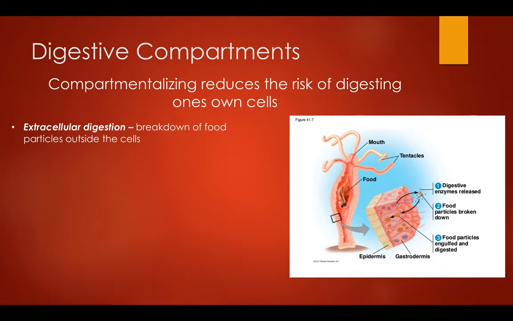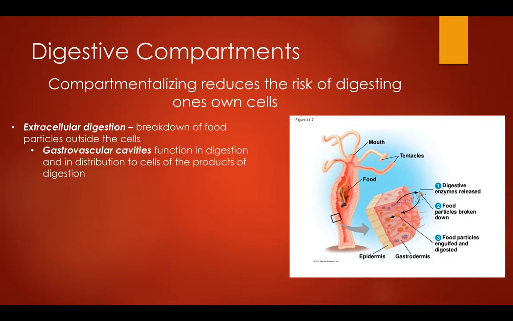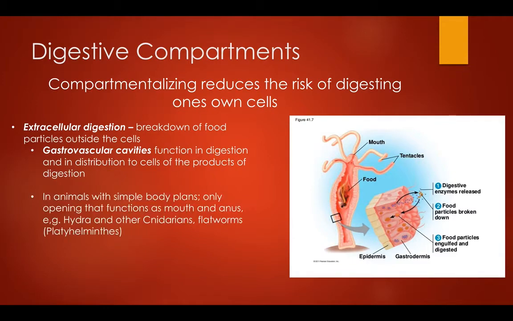So extracellular digestion means outside of the cell, so the breakdown of food particles outside of the cell. Some organisms are going to have a gastrovascular cavity. This is an example of one of those cnidarians. This is a hydra. So this also includes the groups for sea anemones and for our sea jellies. So they all have gastrovascular cavities, function in digestion, and distribution to cells of the products of digestion. So the gastrovascular cavity conducts the digestion, and then those products will be absorbed into the cells.